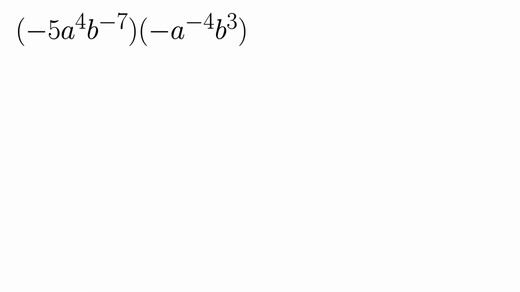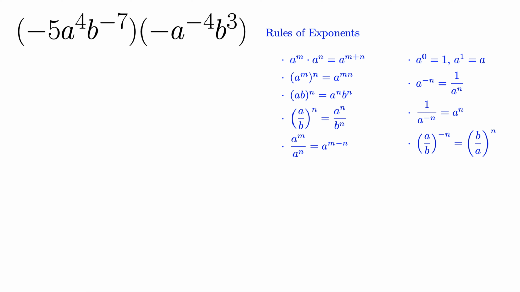Here's one for you to try. We have the quantity negative 5 a to the fourth b to the negative 7 times the quantity negative a to the negative fourth b to the third. All right, so let's bring in the rules of exponents here for reference in case you don't have them all completely internalized yet. Pause the video, try this on your own, and then we'll work it together.